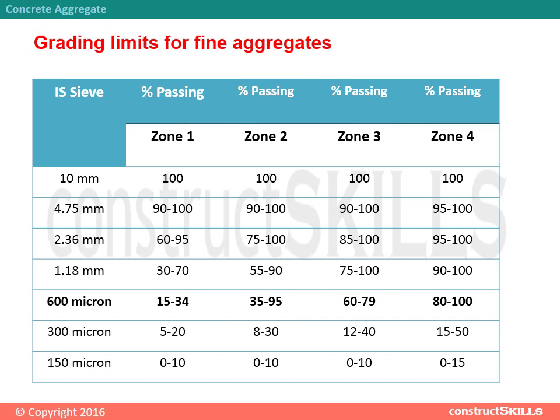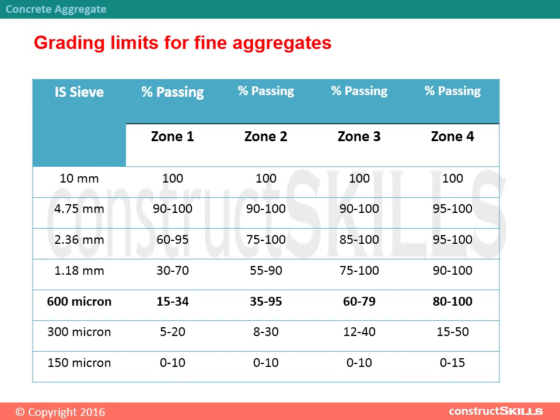Grading limits of fine aggregates. The grading limit of sand can be decided after sieve analysis. After sieve analysis, find the percentage passing of sand. In sieve analysis, 10, 4.75, 2.36, 1.18, 0.6, 0.30 and 0.15 mm size sieves are used. Zones 1 to 4 are decided based on the percentage passing the 600 micron sieve.